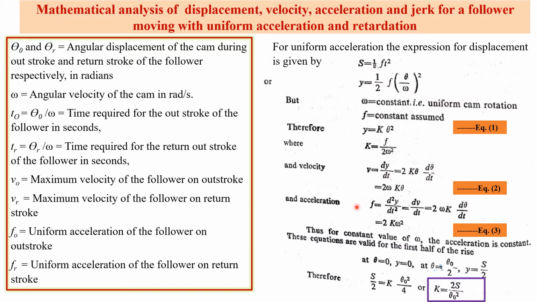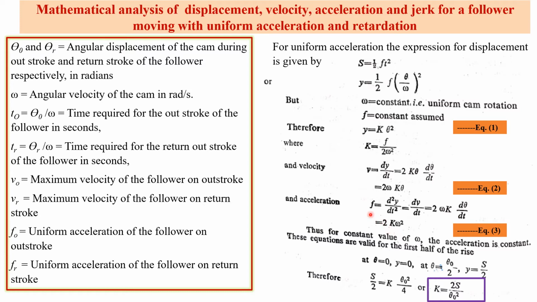Upon double differentiation, that is, second differentiation of equation number 1, we will get the acceleration. So acceleration, denoted by f, is equal to d2y upon dt square. Upon finding the second derivative of this with respect to time, what we get is twice omega k d theta by dt.